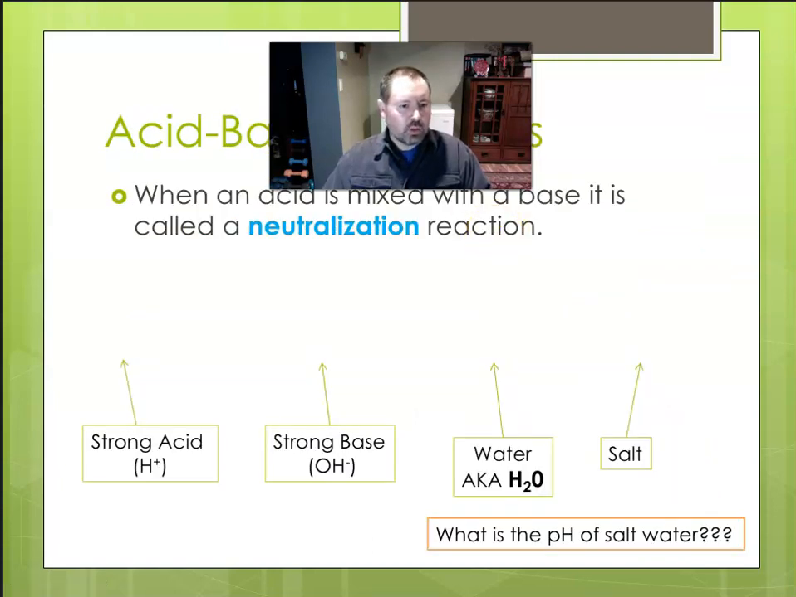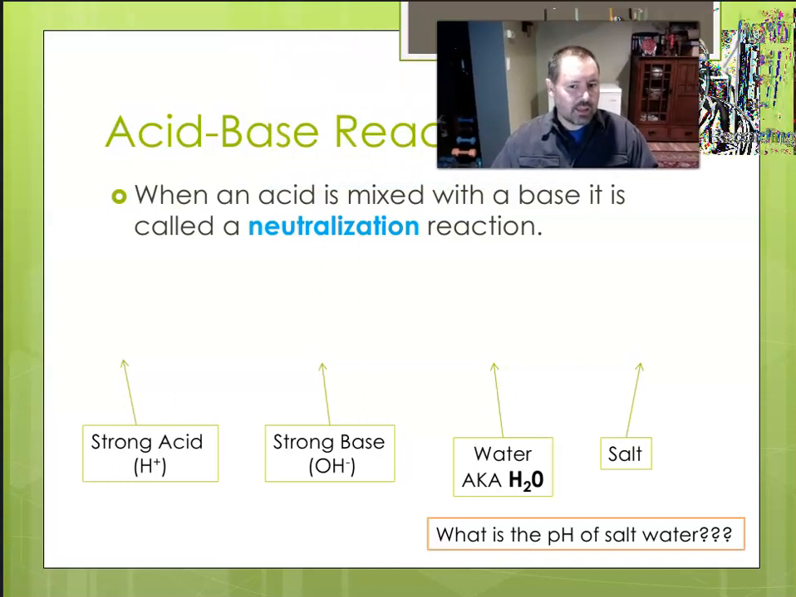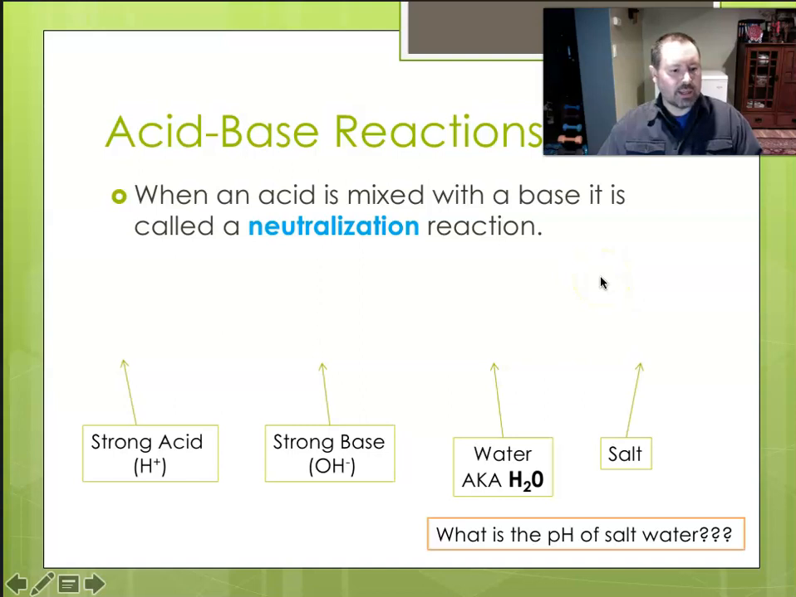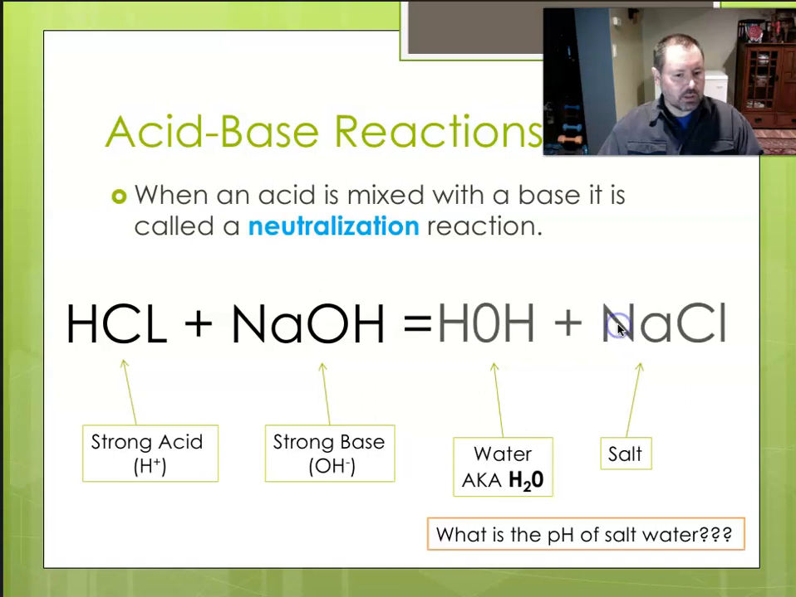Okay, so what happens when you mix an acid and a base together? When you put an acid and a base together, that's called neutralization, right? That's a key word, neutralization. Here is a simple neutralization reaction. This is a very important neutralization reaction. Here on the left, we've got hydrochloric acid, right? It starts with an H, HCl. And then we've got a strong base, sodium hydroxide. How do we know it's a base? It ends in hydroxide.